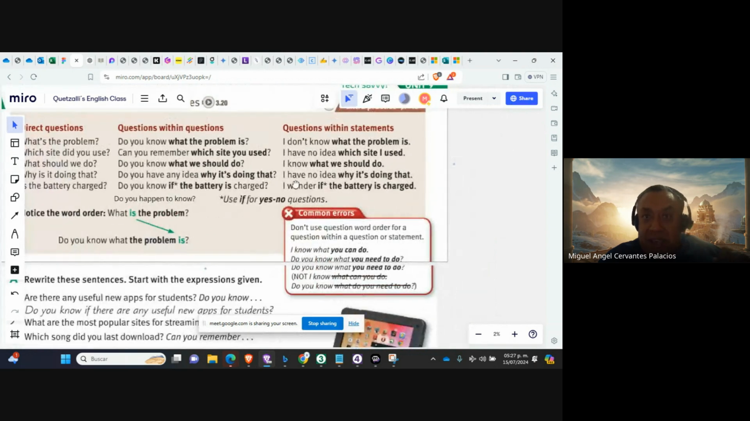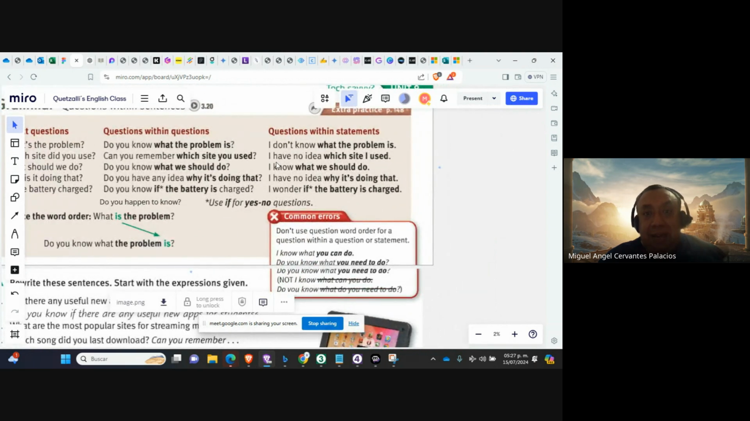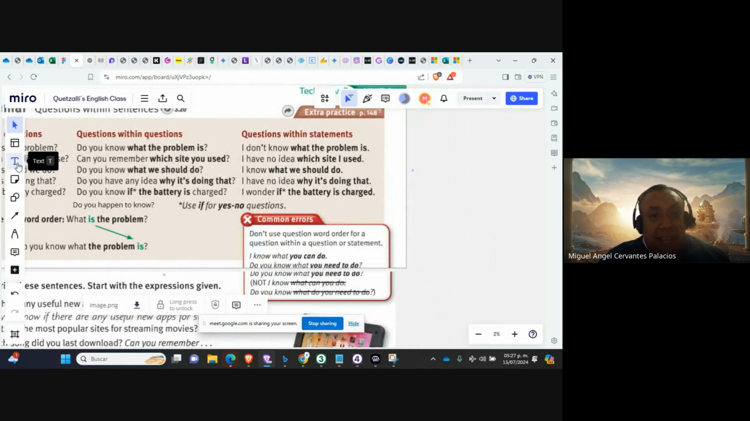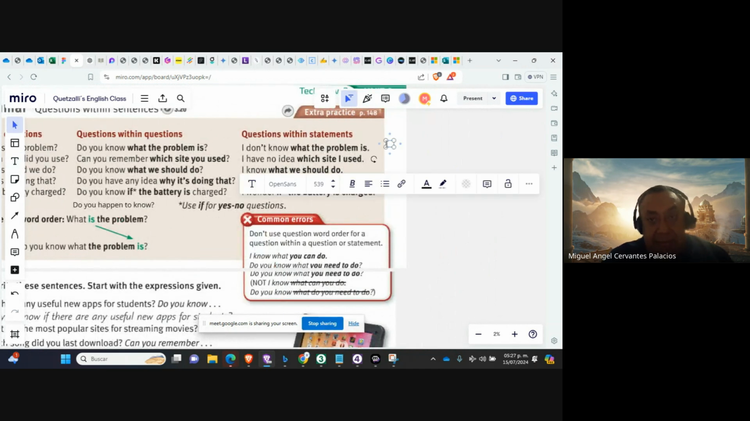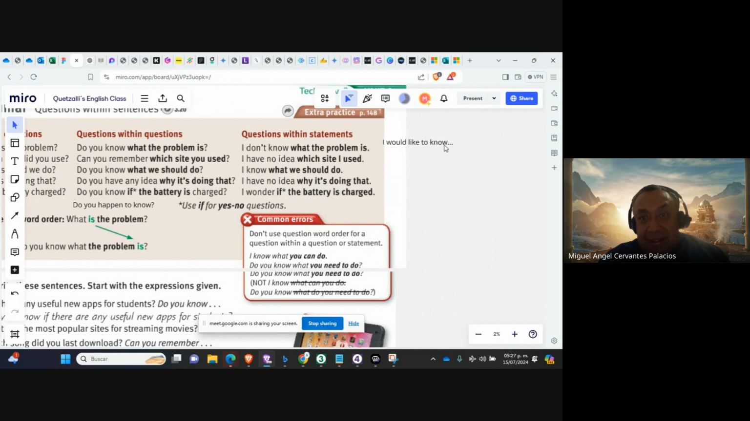Or, cuando enunciado, por ejemplo, I don't know, I have no idea, I wonder. Vamos a poner una más, que también es muy común, que es esta: I would like to know. Me gustaría saber.